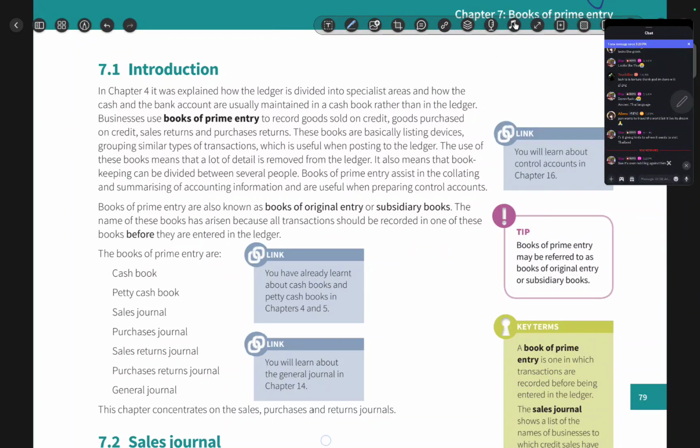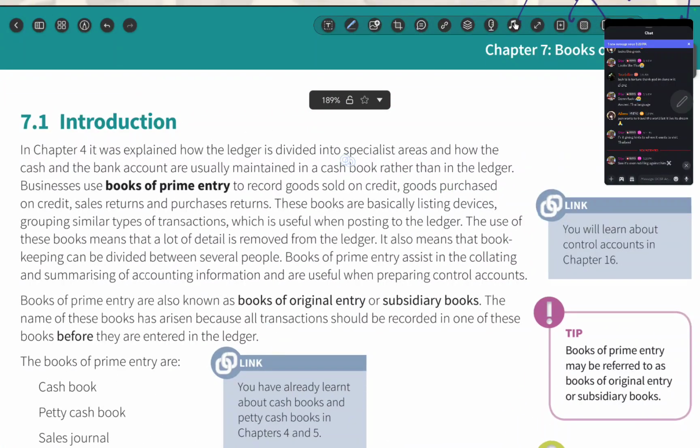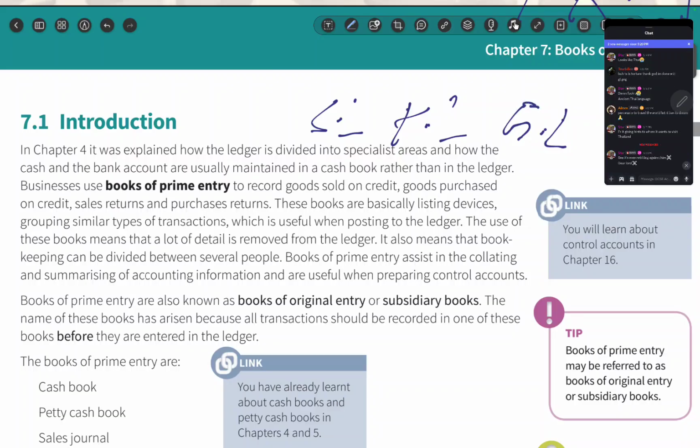So in chapter 4 it was explained how the ledger is divided into specialist areas, where we had sales ledger, purchase ledger, and general ledger or nominal ledger. You can say nominal ledger or general ledger, both work. It also explained how cash and bank account are together in a cash book rather than in the ledger.